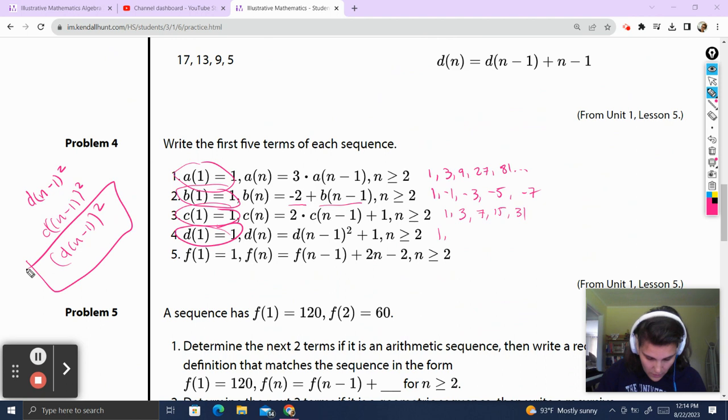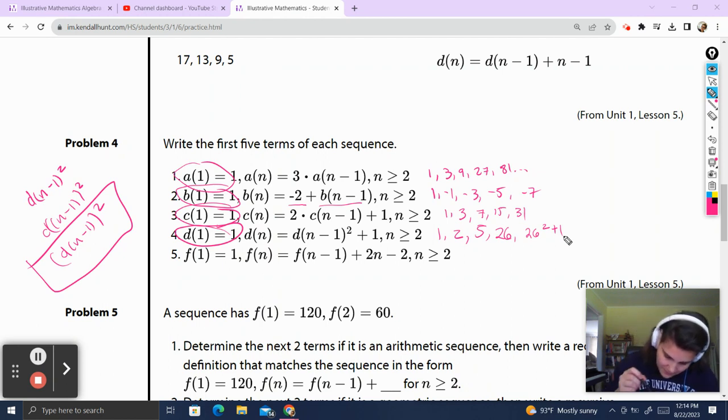So our first term is 1. Our next term is going to be the previous term squared, so 1 squared is 1 plus 1, which is 2. Our next term is the previous term squared, so 2 squared is 4 plus 1 is 5. This term is going to be the previous term squared, so 5 squared, which is 25 plus 1, which is 26. And this term over here is going to be 26 squared plus 1, which I cannot do off the top of my head. You put that in a calculator and you'll get your answer.